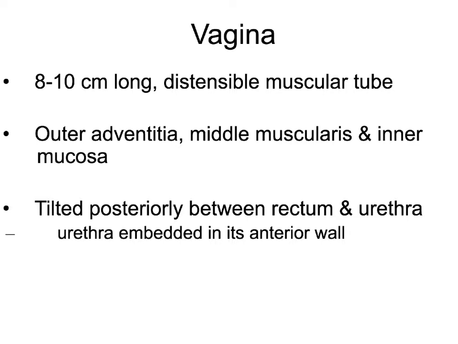Now the vagina. The vagina is 8 to 10 centimeters long. They say distensible, so a stretchable muscular tube. It has an adventitia, the middle is muscularis, and then a mucosa. It's tilted posteriorly between the rectum and the urethra. The urethra is embedded into the anterior wall of it.